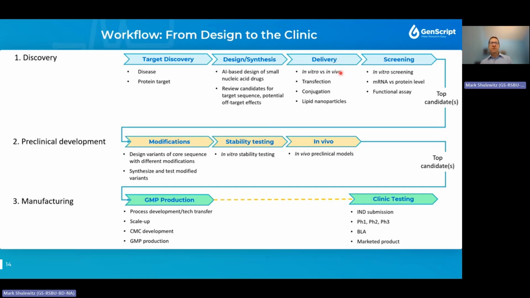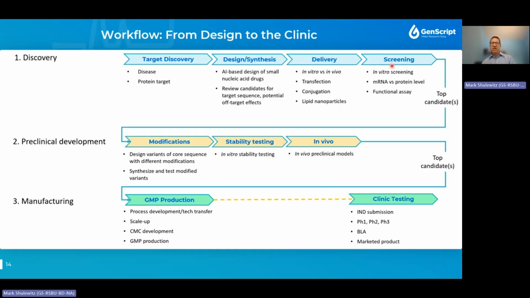Delivery depends on whether you are going to be working in vitro or in vivo. In vitro can use standard transfection techniques. Moving into in vivo requires some more sophisticated delivery methods, such as conjugating your siRNA to a molecule to help target a particular cell type, or to use lipid nanoparticles to encapsulate your siRNA. And we'll look at both of these in more detail.